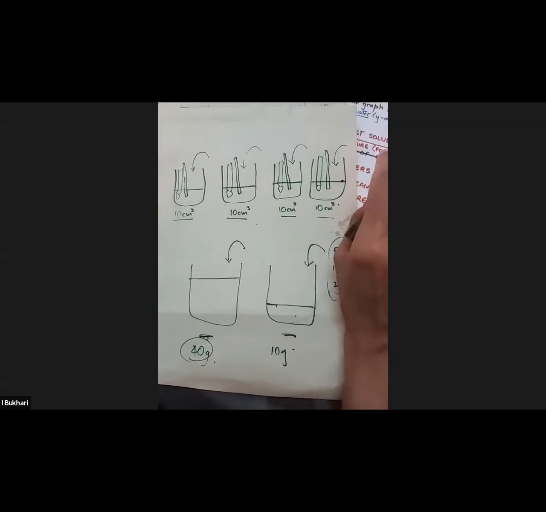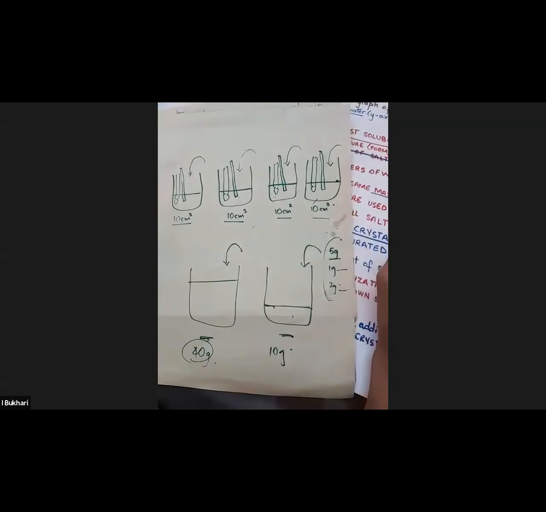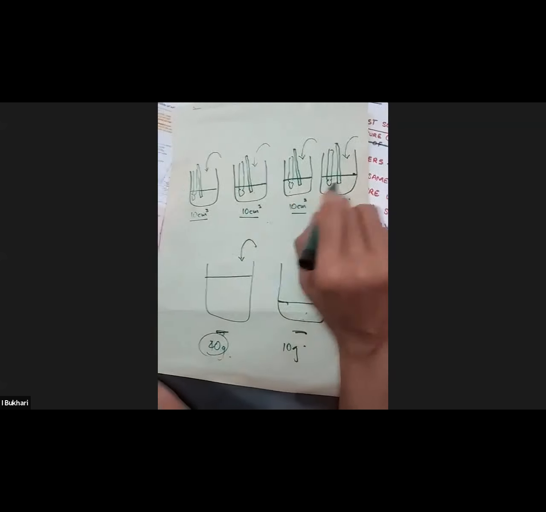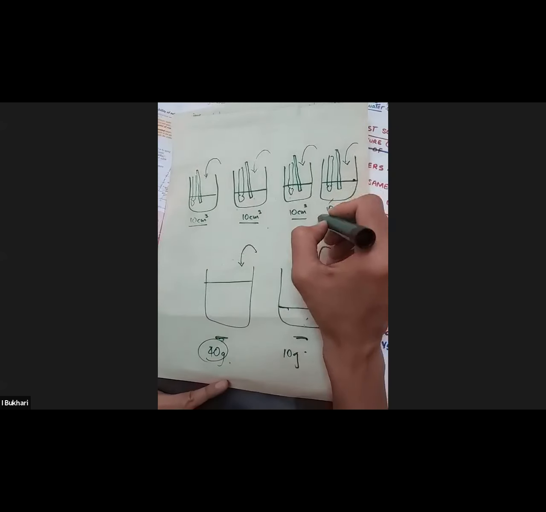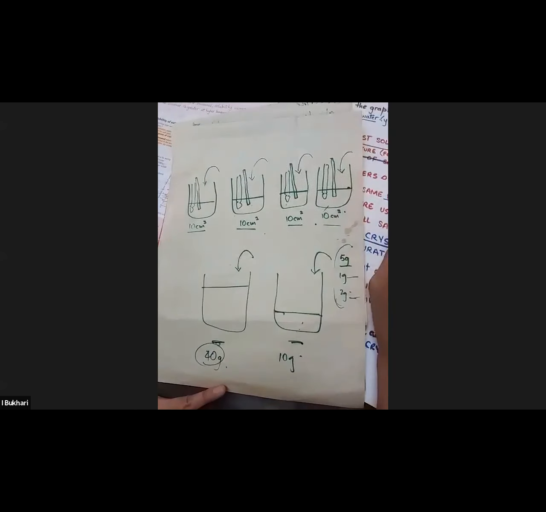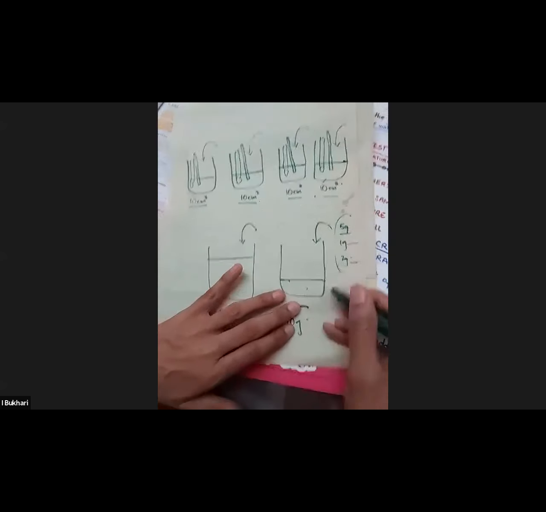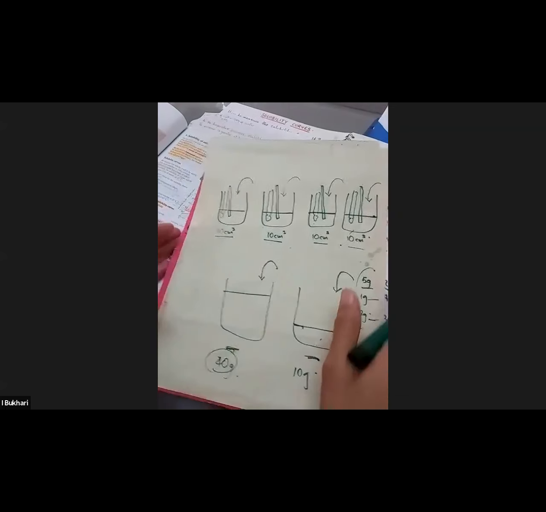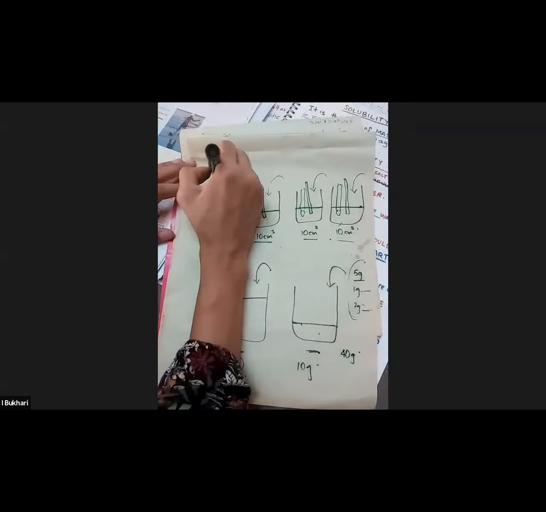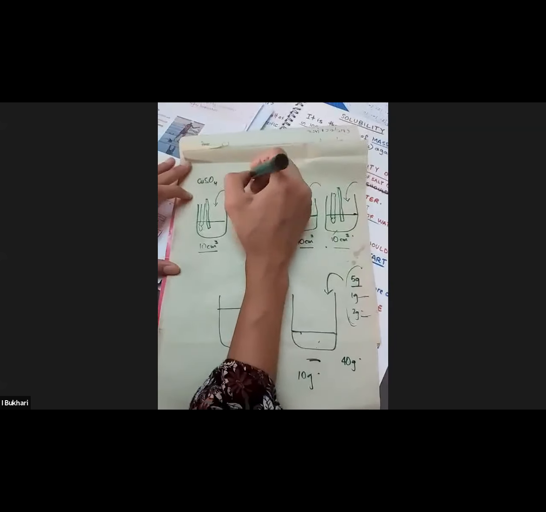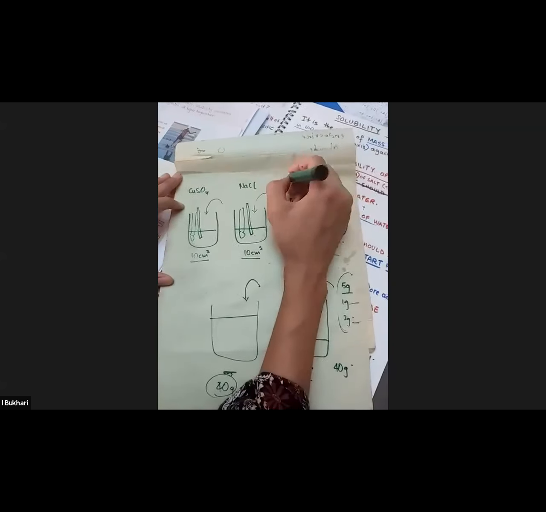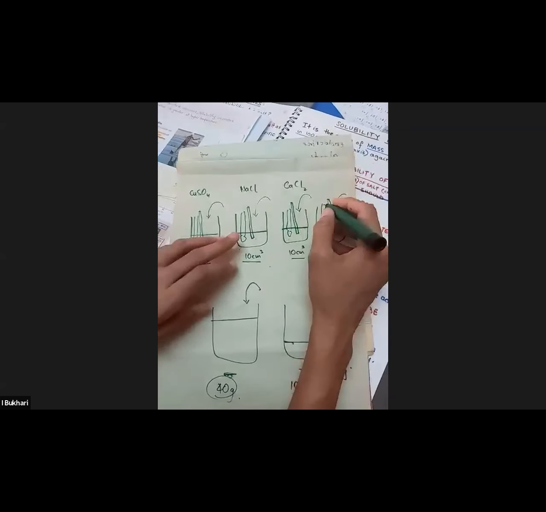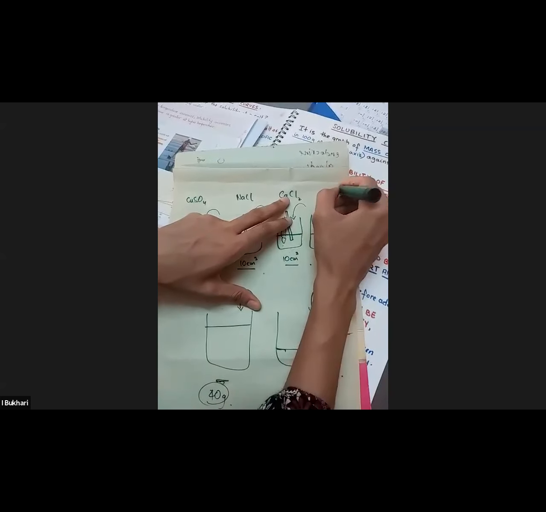That will be your saturated, that will be your point of crystallization. That will be your saturation point, the saturation point of this solution. So you will stop adding and you will note down your value. For example, you saw this crystal at 40 grams. Okay, and let me write down the names of the salt. For example, this is copper sulfate, this is sodium chloride, this is calcium chloride, and this is zinc sulfate.